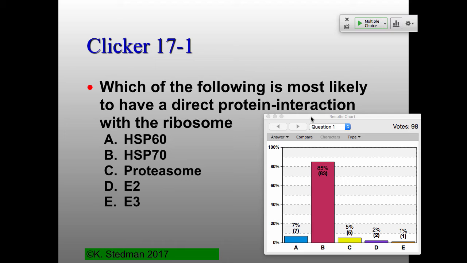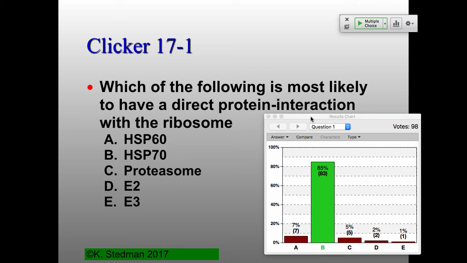HSP60, to get into that bottle of infinite dilution, you actually have to have been released from the ribosome, because your ribosome is not going to be poking it in during that process. So we basically only have HSP70 as the option. And of course, as these things are being made, we have that interaction.